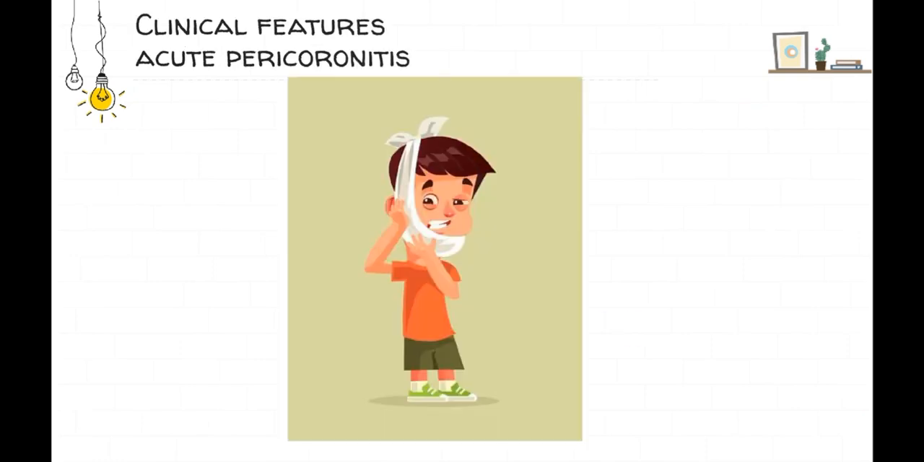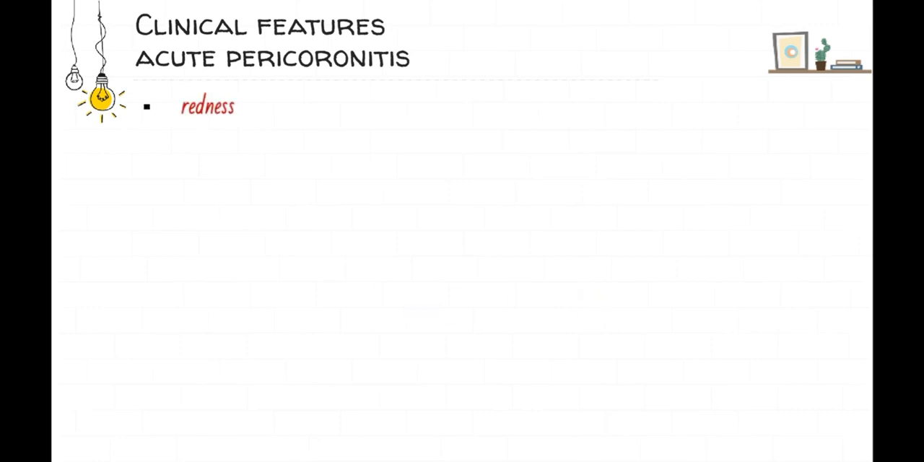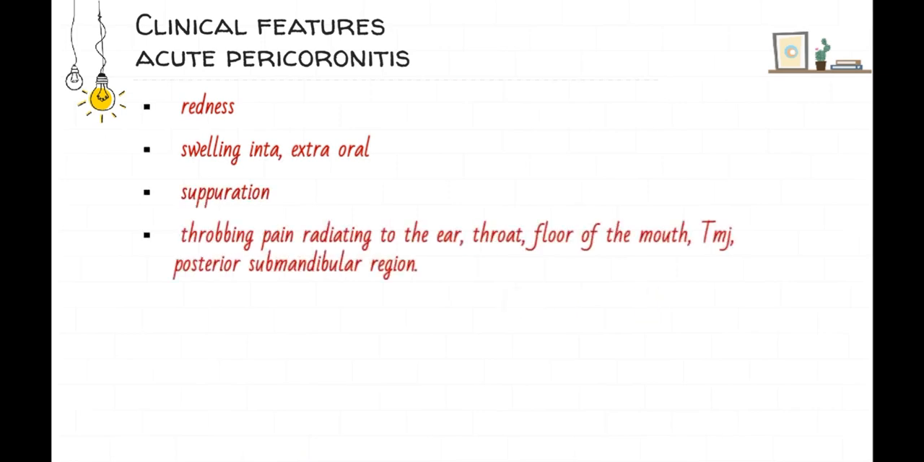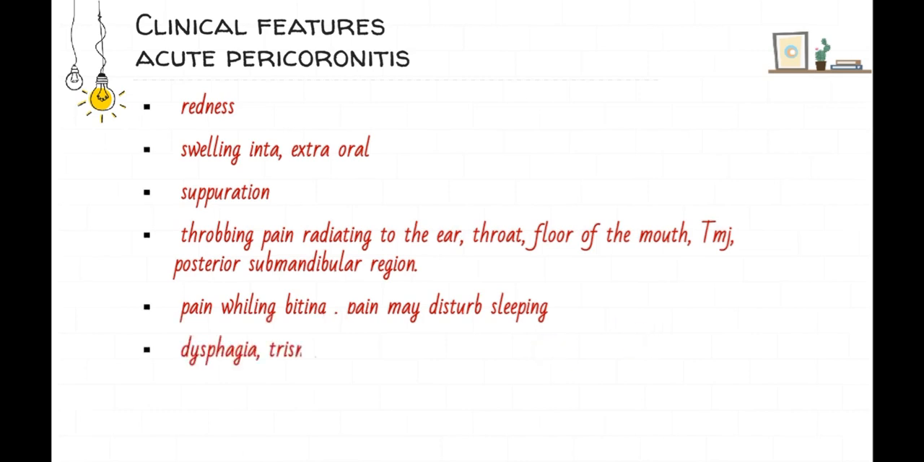What are the clinical features of acute pericoronitis? Redness, swelling intra or extraoral, suppuration, throbbing pain radiating to the ear, throat, floor of the mouth, TMJ, mandibular and posterior submandibular region. Pain while biting. Pain may disturb sleeping. Dysphagia, that is difficulty in swallowing.